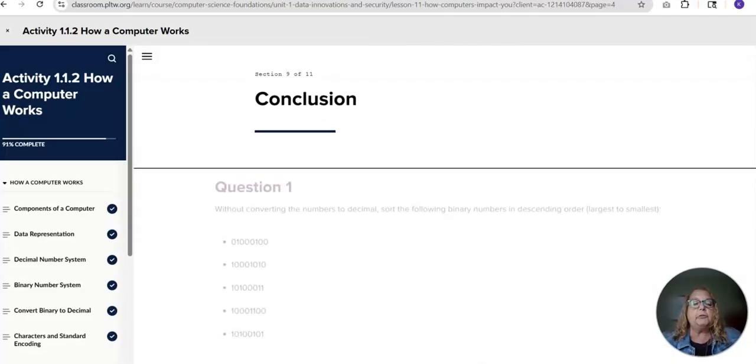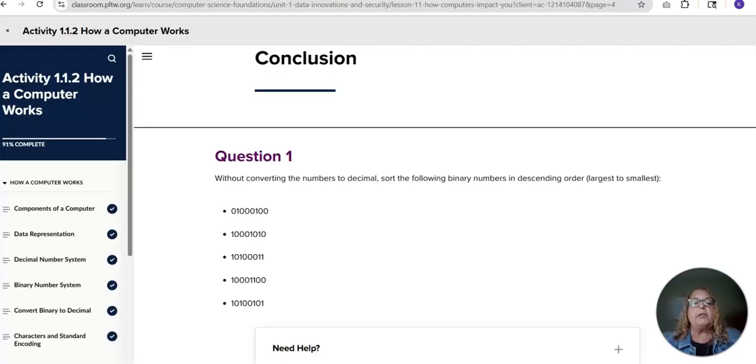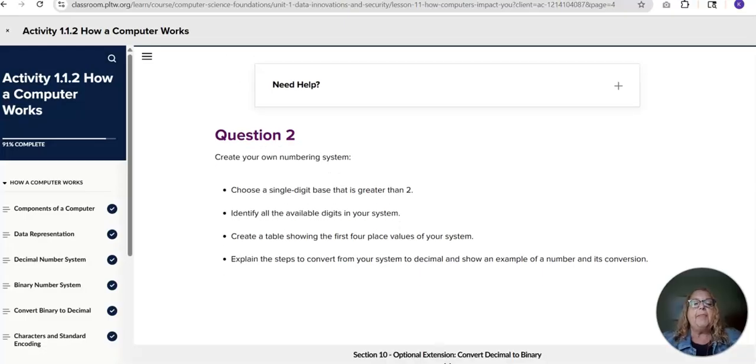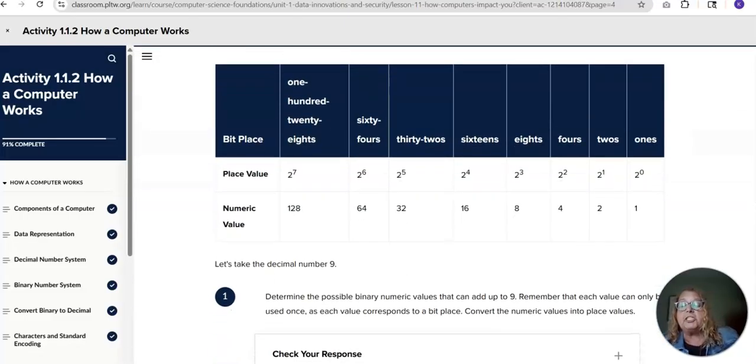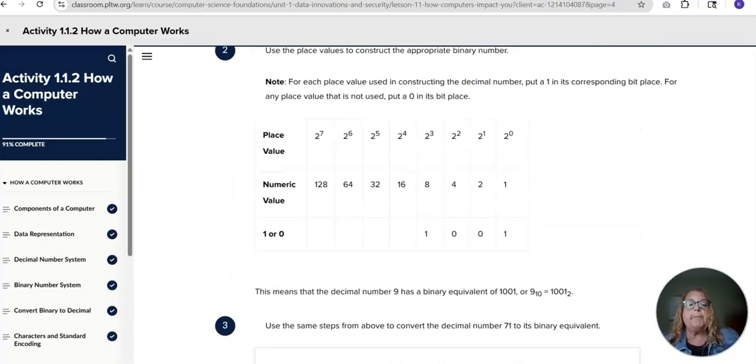And then the conclusion, without converting the numbers to decimal, sort the following binary numbers in descending order. So it wants it descending, highest to lowest. And then answer these questions. Create your own numbering system, choose a single digit, and so on. Okay? You do not have to do the optional. You can if you want to. It's kind of fun. And again, there's my chart, my cheat sheet, so that I can go back and actually get its digital number. Okay?